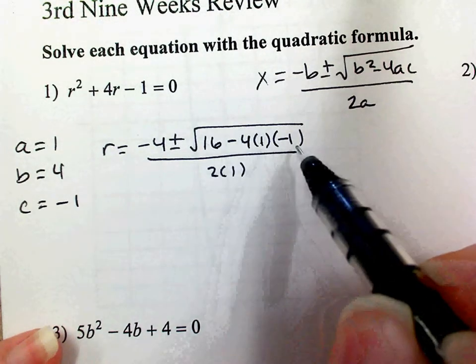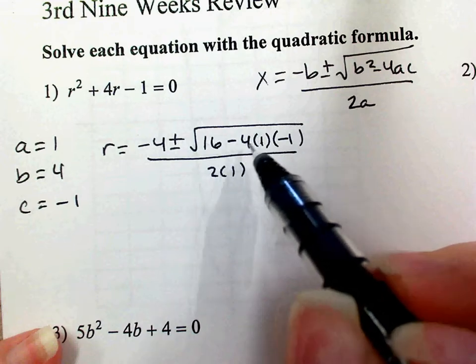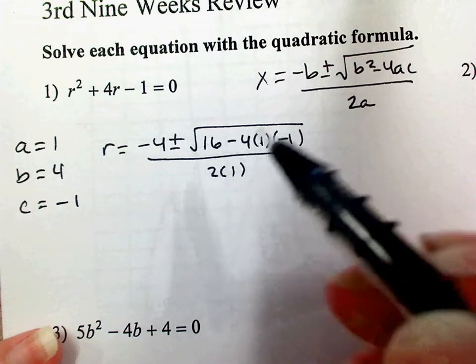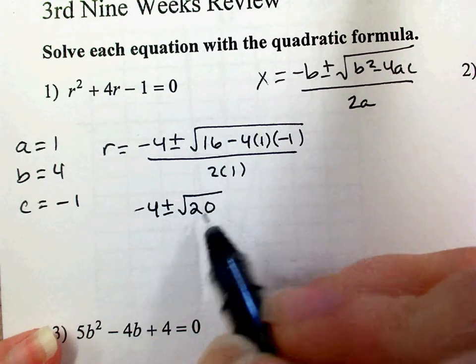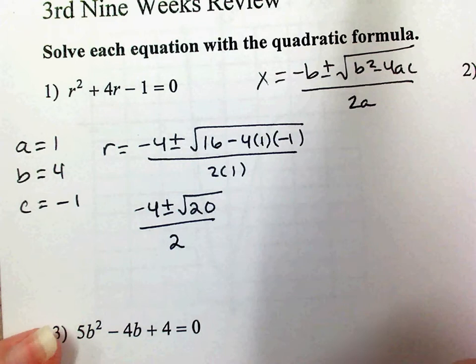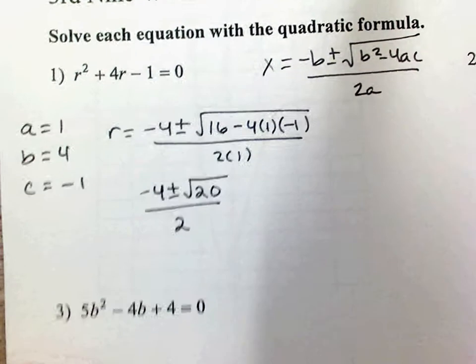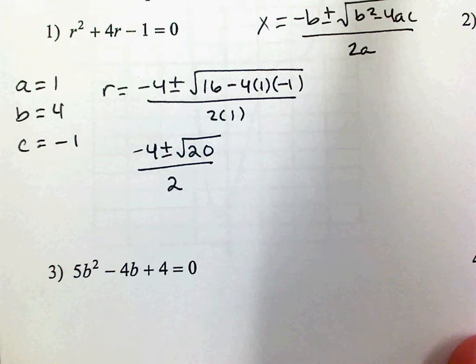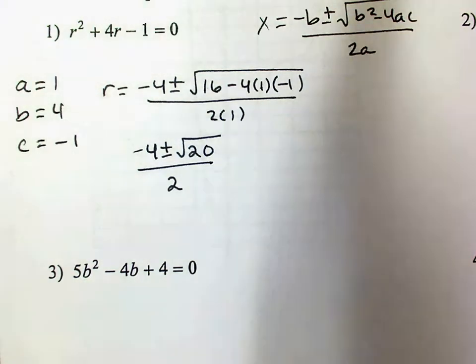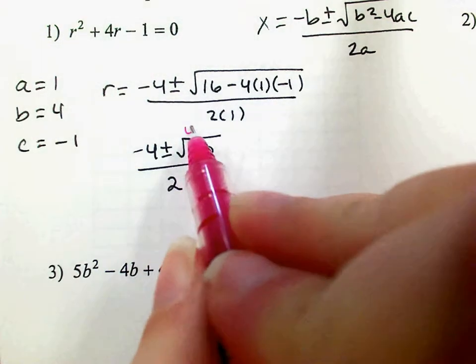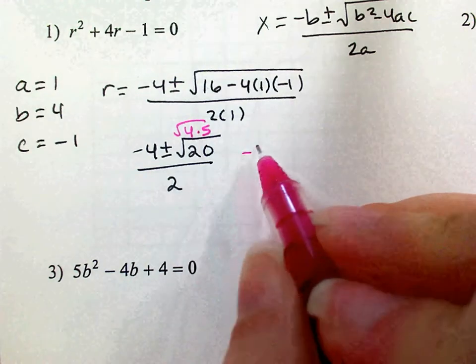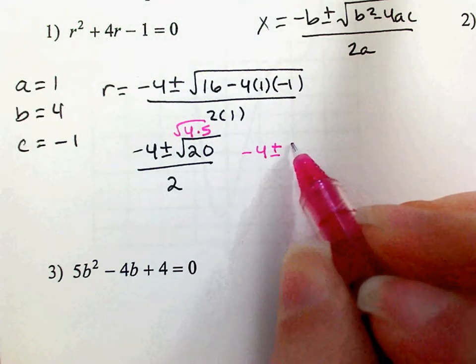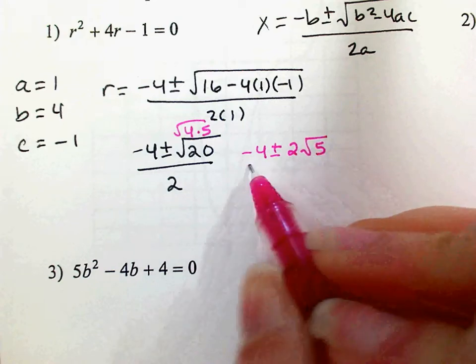16 minus 4 times 1 times negative 1? Or just think negative 4 times negative 1 is positive 4. 16 plus 4 is what? 20? Okay, is there anything that goes into 20 that I could simplify this with? 4 and 5? Right. 20 is 4 times 5. Which one can I take the square root of? So I could write negative 4 plus or minus what? 2 square roots of 5 all over 2.